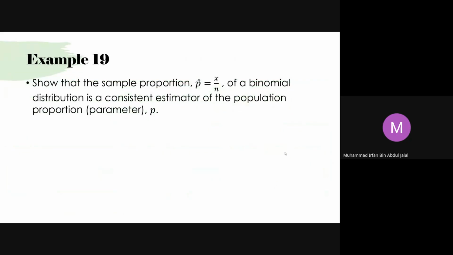Okay. So as an example, number 19, we want to show that the sample proportion for a binomial distribution, this one is P hat, X being the number of successes divided by n, is a consistent estimator of the population proportion or parameter P.